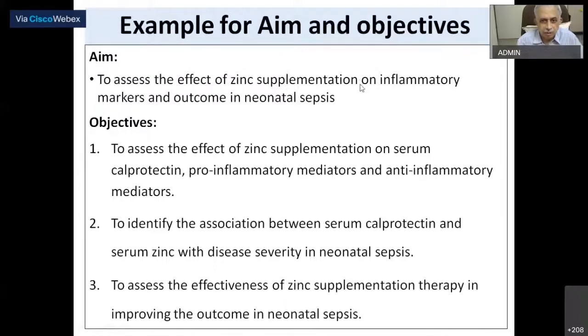So here you are looking at inflammatory markers, you are looking at the mortality or outcome. You can also put another one, like the neurodevelopmental outcome of the neonates after 1 year, 2 years, whether there is any difference with zinc. Because zinc basically improves your immune status. It also has an effect on the brain or neurological function. So that also you can check.